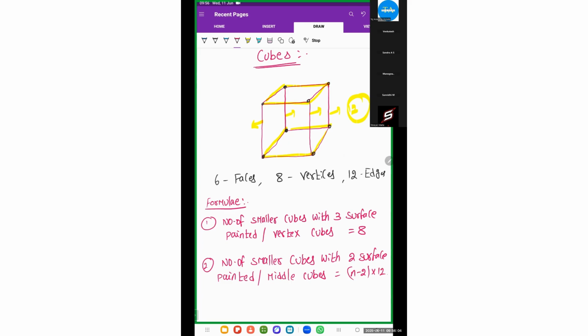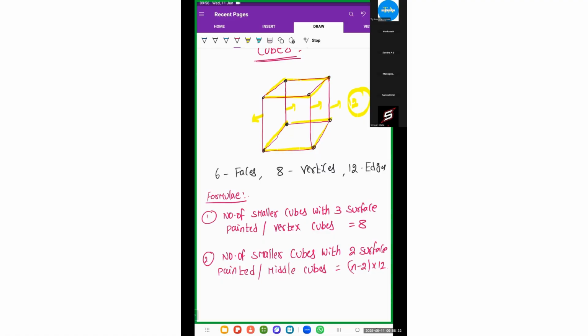The first one, the number of small cubes with 3 surfaces or 3 vertices painted, we get 8 small cubes. Then the second one, small cubes with 2 surfaces painted. This is the formula: smaller cubes with only 2 surfaces painted, either left, right, top, bottom, or front and back. This is the formula. And the third one.